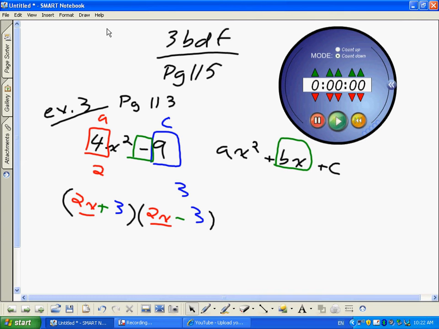Okay? This one's usually pretty easy to recognize. You guys take a look. As long as there's a negative sign and I can find the square root of my a term and my c term, that's it. I know I can factor it this way. Okay?